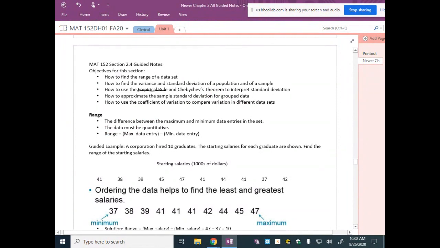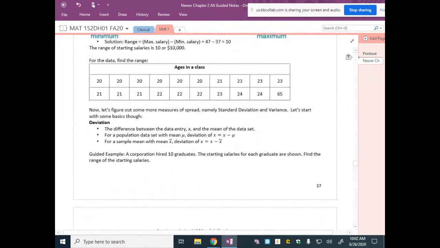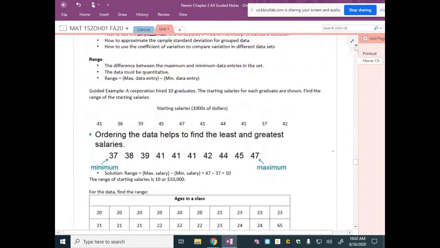a corporation is going to hire 10 graduates. The starting salaries for each graduate are shown in thousands of dollars. So these are their starting salaries in thousands of dollars. We want to find the range. Now, we can order the data, whether we do it by hand or by the graphing calculator. We see that the minimum is 37 and the maximum is 47. So the range is 10.